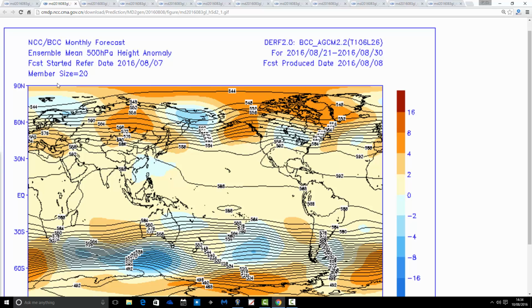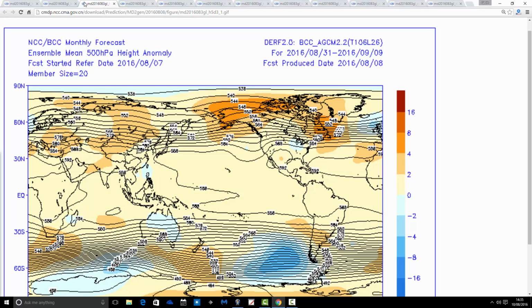We go through to the next 10-day period, and there are signs that we're taking the above average heights up towards Greenland and Iceland, and heights are lowering to the south. So it's a weak signal, but I would have thought this is probably turning more unsettled through this final 10 days of August, maybe bringing back some rain, probably turning a bit cooler as well. It's not a dramatic flip, but I think it is turning cooler and more unsettled for the final 10 days of August.